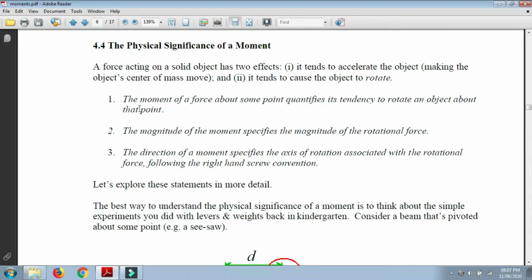The moment of a force about some point quantifies its tendency to rotate an object about that point. Number two, the magnitude of the moment specifies the magnitude of the rotational force. The direction of the moment specifies the axis of rotation associated with the rotational force, following the right hand rule convention.